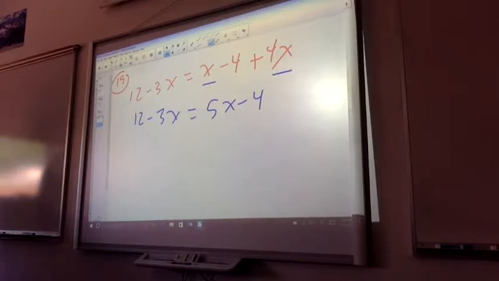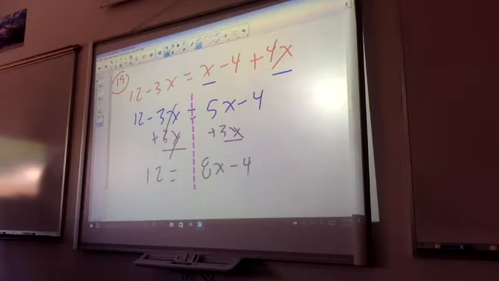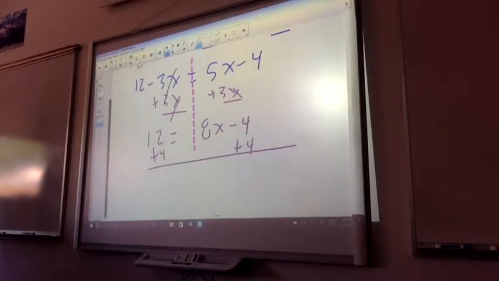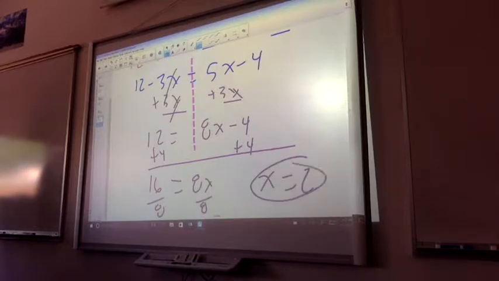Let's see. I can then do my dotted line, and I'm going to add 3x, add 3x. Those cancel, so I get 12 is equal to 8x minus 4. Add 4 to both sides. So I get 16 over here equals 8x. Divide each side by 8. So I find that x is equal to 2. Did that one?